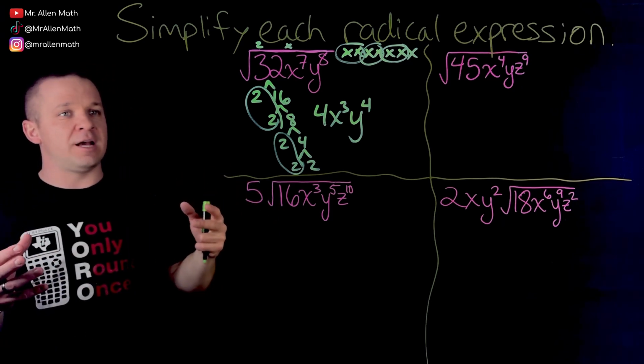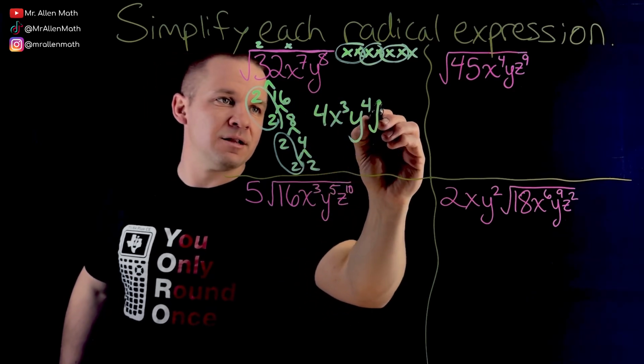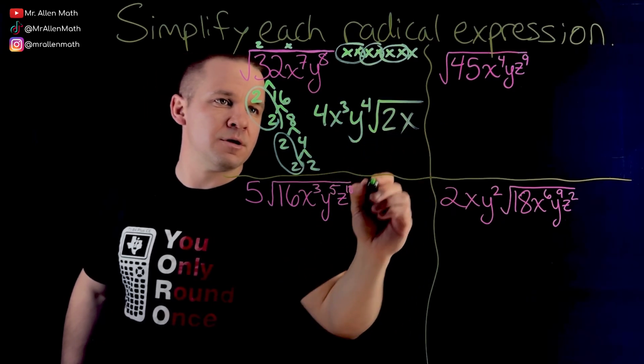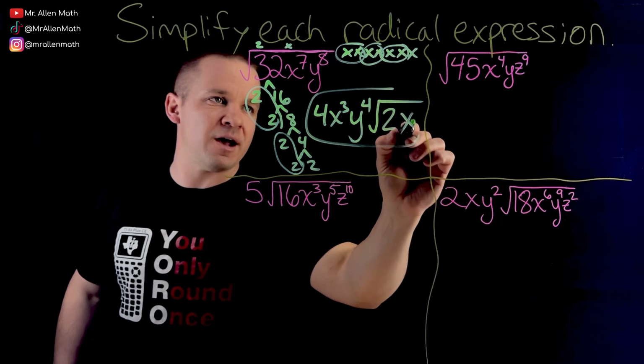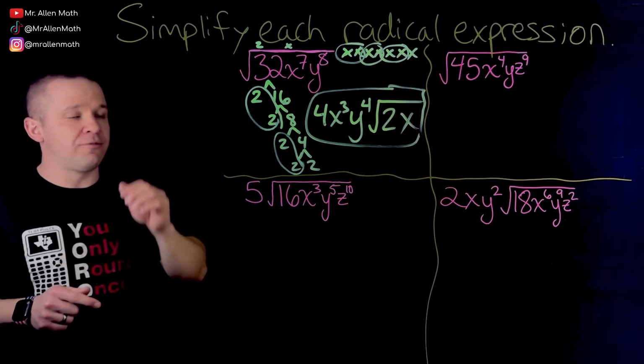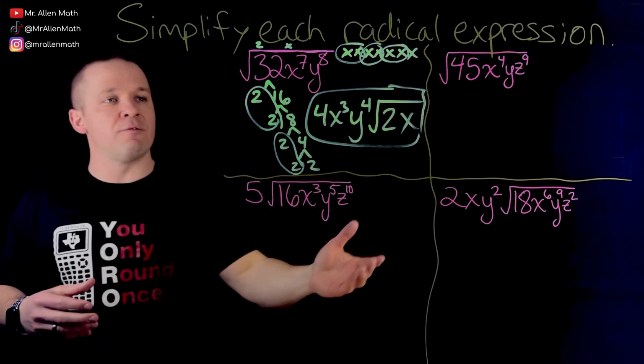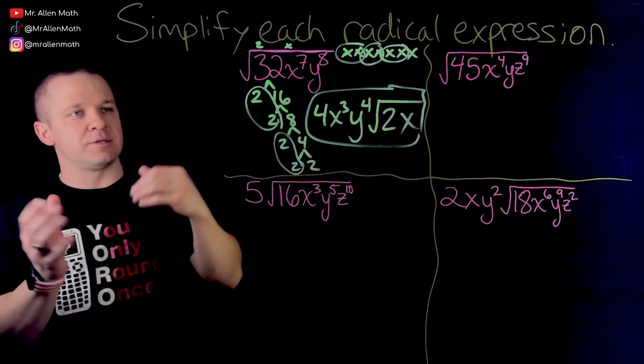All right, so is that my final answer? No. I got the 2 and the x left inside the radical. So this now is my final answer. 4x cubed, y to the 4th, square root of 2x. All right, so whatever's left over goes back in the radical. Everything else is coming outside.